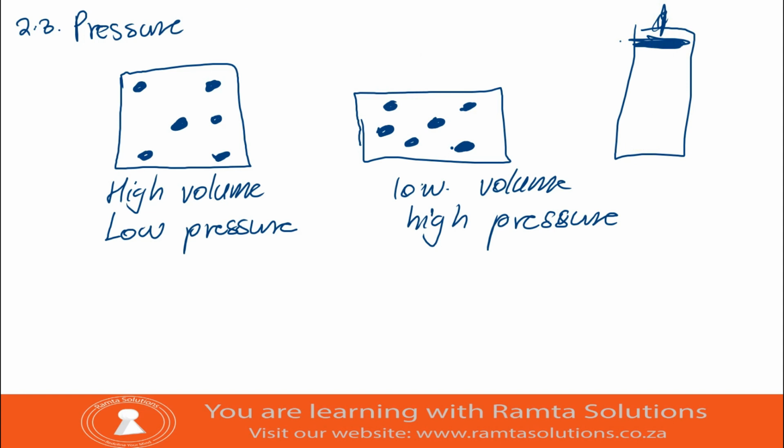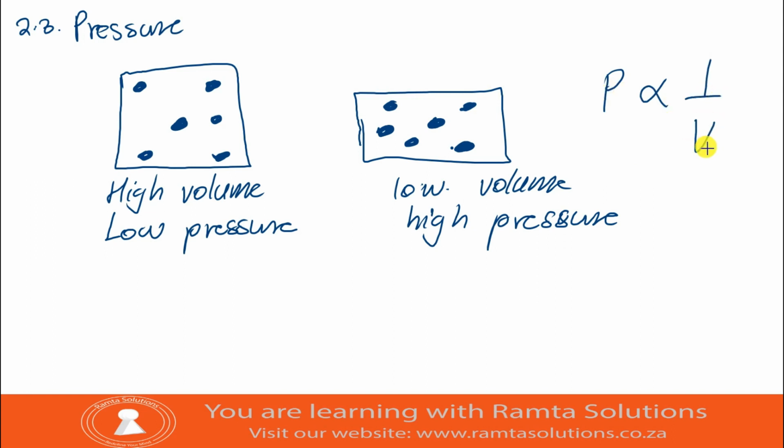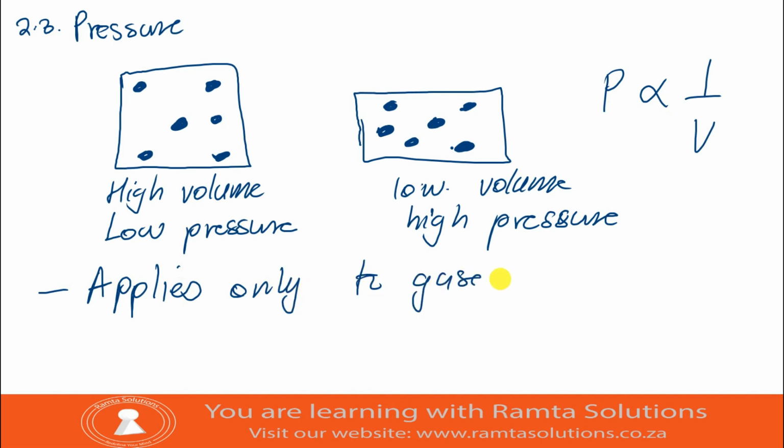Again, from grade 11 ideal gases, pressure is inversely proportional to volume. As pressure increases, volume decreases. Remember, this one applies only to gases. If pressure increases, volume decreases. If pressure decreases, volume increases, because these two have an inverse relationship.